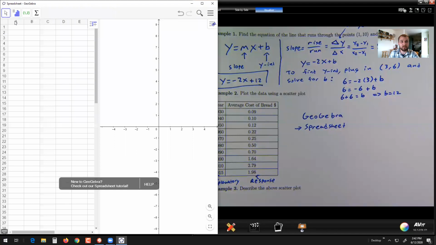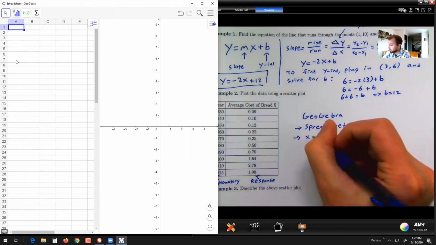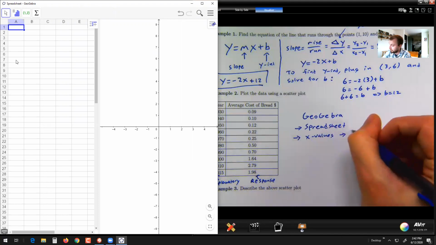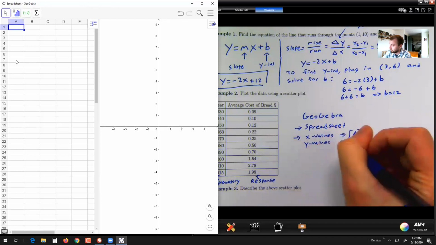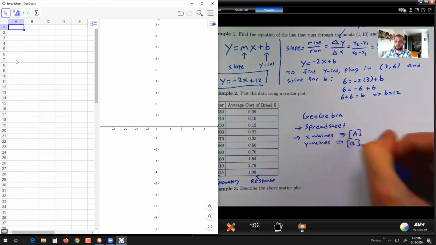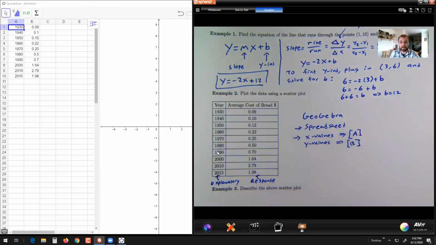Inside of spreadsheet, I've got this spot here where I can type in my values. I'm going to put my x values in the spot where it says A, and my y values I'm going to put into the spot that says B. Now, cheating a little bit, I've already typed this in, so I'm just going to copy and paste it. There we go. And I've got all of my x values and all of my y values.